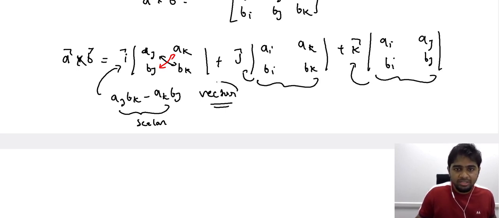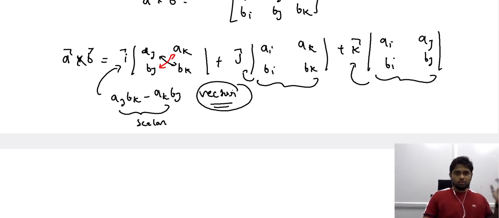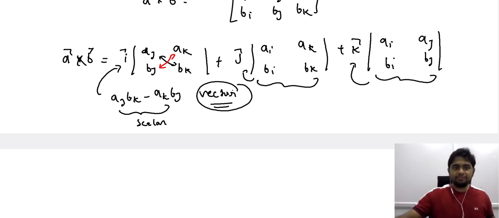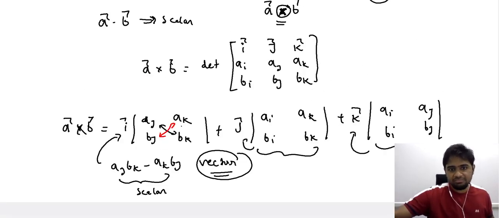So what ultimately a cross product would give you is a vector. Now when you say a cross product will give me a vector, scalar is no problem because scalar is just a magnitude. What it essentially means is that the output of a cross product should have a direction associated with it.